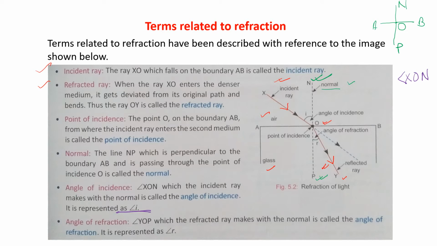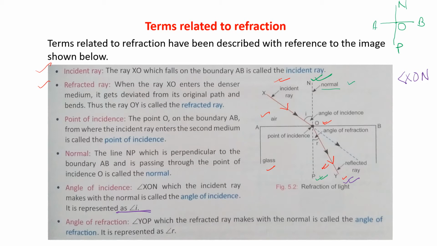Angle of refraction: the angle between the normal and the refracted ray is known as angle of refraction. Now see here, the refracted ray is OY. So the angle between OY and OP, this is also the normal. You can see OP is the normal, to the boundary AB.